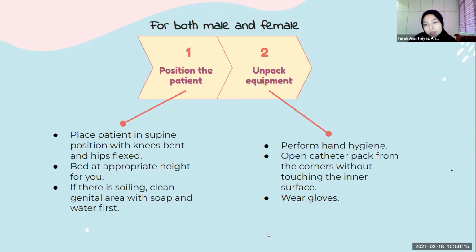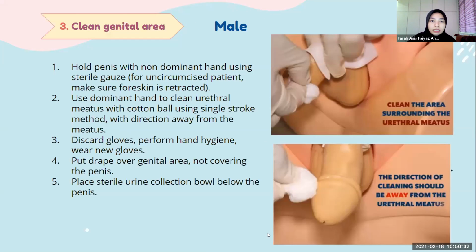And then we need to unpack the equipment. First, we need to wash hands or perform hand hygiene, and then open the catheter pack from the corners without touching the inner surface. This is to preserve the sterility. And then we need to wear gloves.